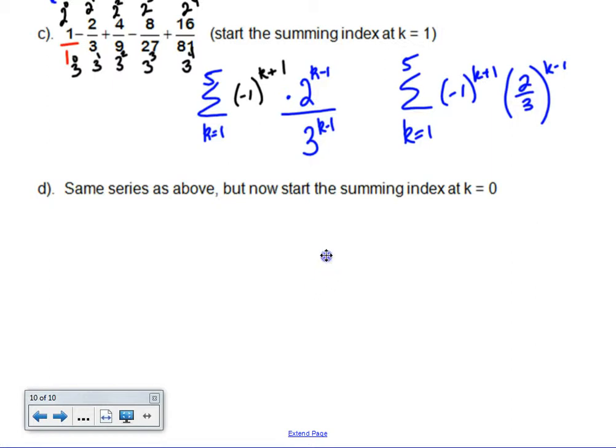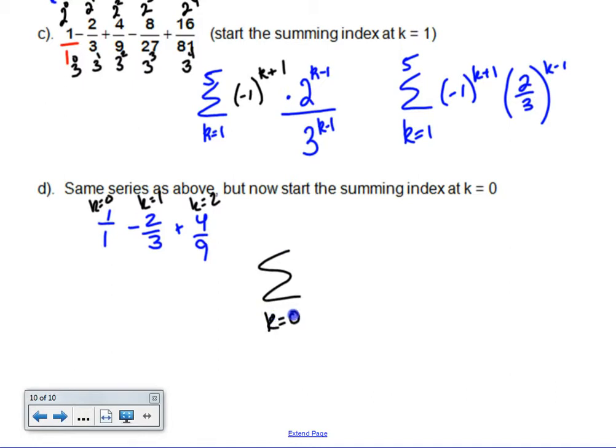Now we're going to do the same problem, except this time I want your k to start at 0. So 1 over 1 minus 2 over 3 plus 4 over 9. And then this time, this guy is k equals 0, this is going to be k equals 1, and this is going to be k equals 2. So we can kind of cheat and use what we know from the previous problem. If I start at 0, that means we're going to end the sequence at 4 this time.